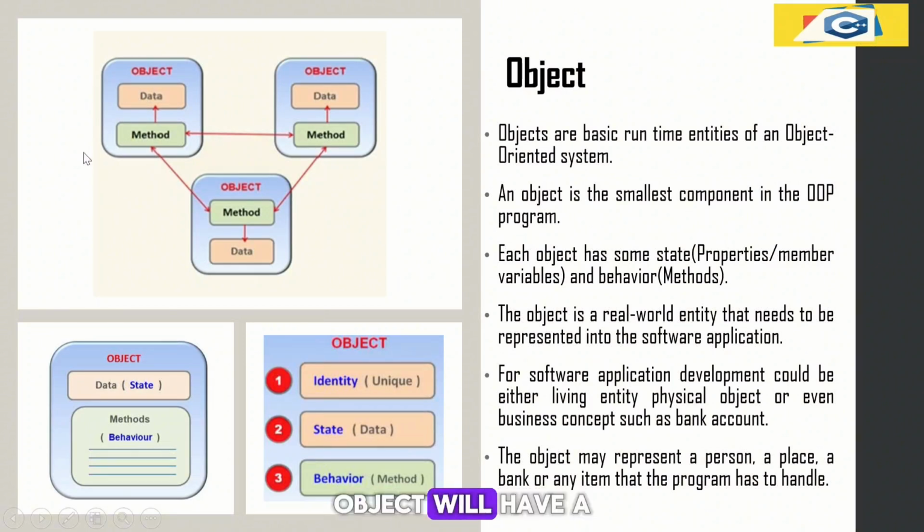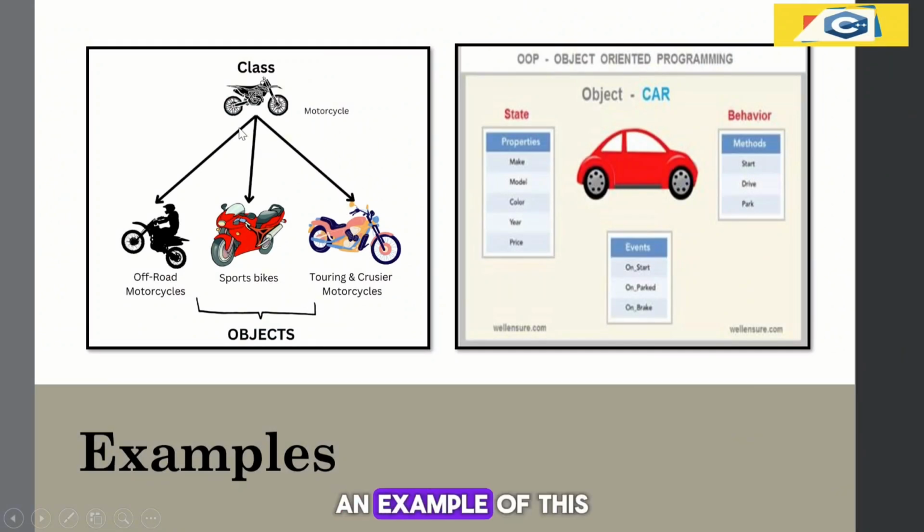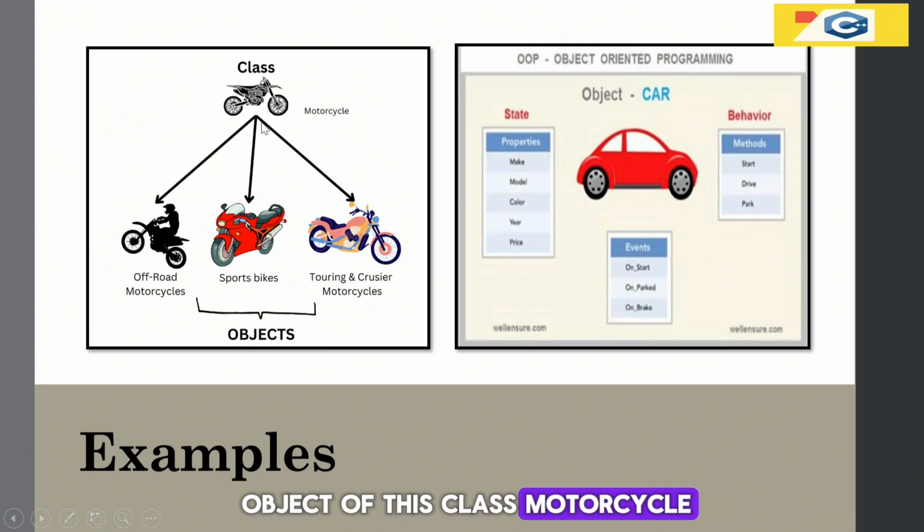An object will have data and a method associated with it. Each object will have some unique identity, the state, and the behavior. Take an example of this class, motorcycle. Motorcycle is the class. The objects will be off-road motorcycles, sports bikes, touring or cruiser motorcycles. So these become the objects of the class motorcycle.